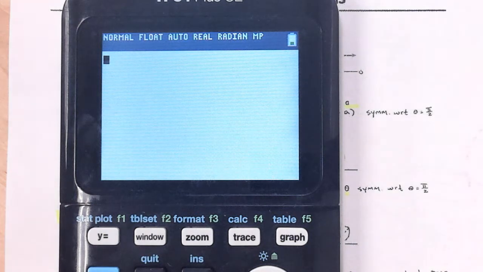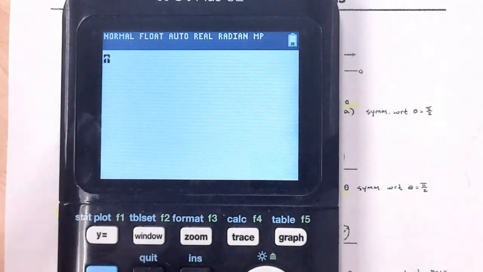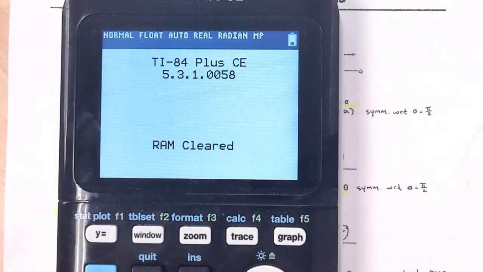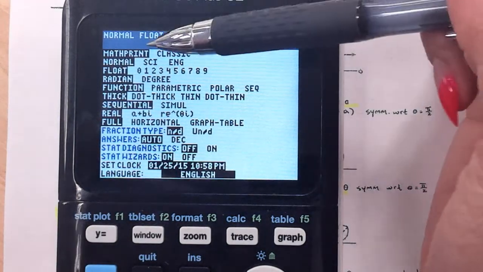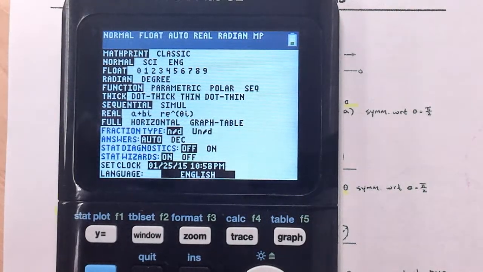Okay, so let's get out our graphing calculators, and then you're going to clear it. So second plus 7, 1, 2, make sure everything's all good. And then you're going to go to mode. And then you see right here, it says radians. We want to keep that. And then we're just going to keep everything the same for now.